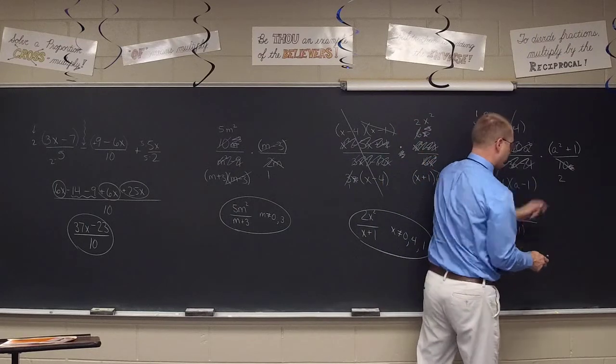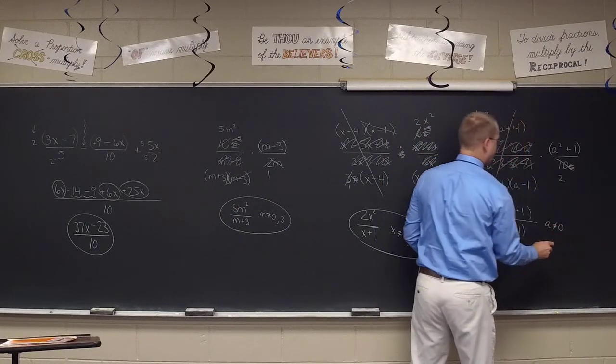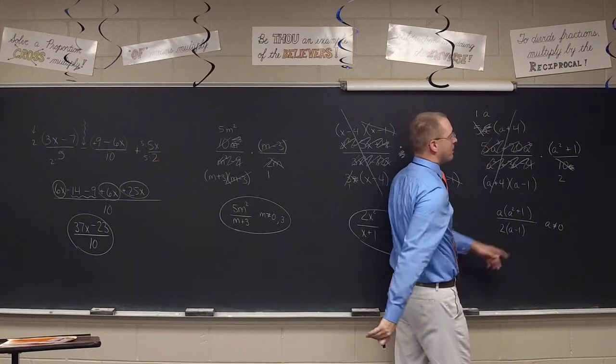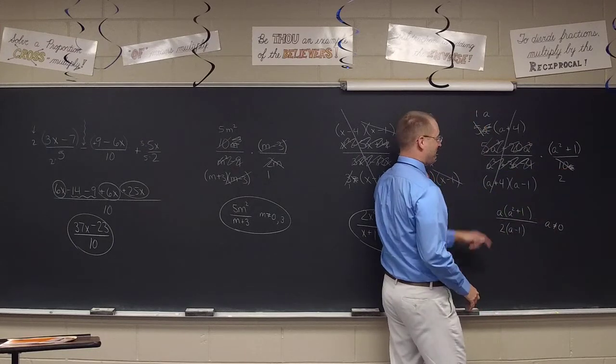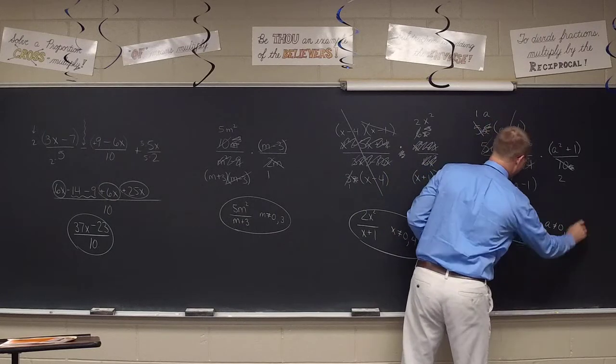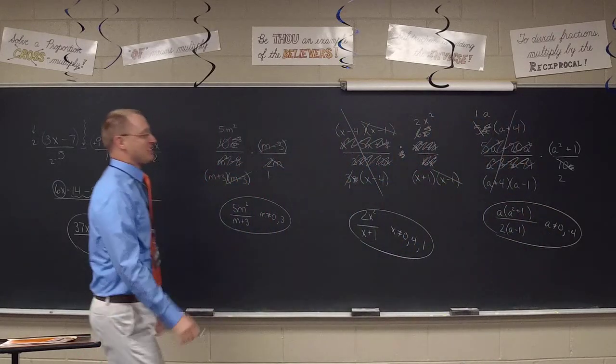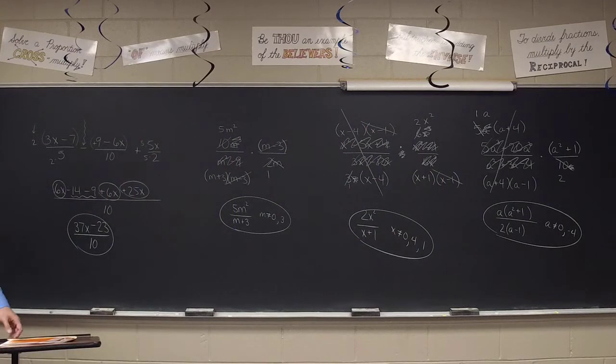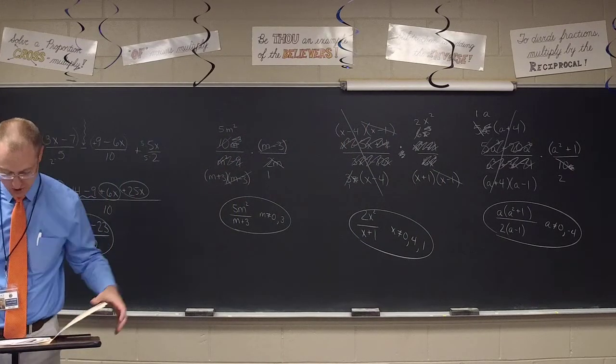We did lose an a from the bottom. This isn't a division problem, never mind. But a canceled from the bottom, a can't equal 0. A plus 4 canceled, class. A can't equal negative 4, and there would be our answer. Questions on fractiony stuff?